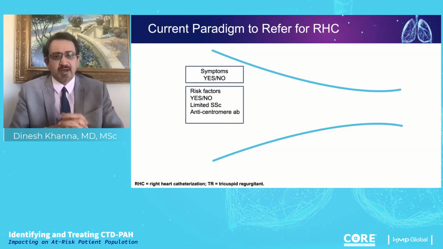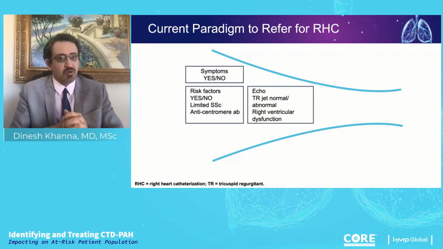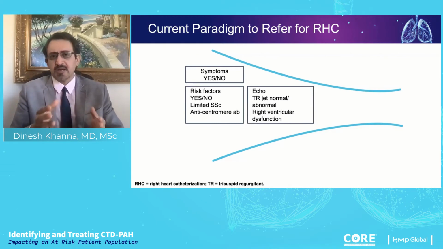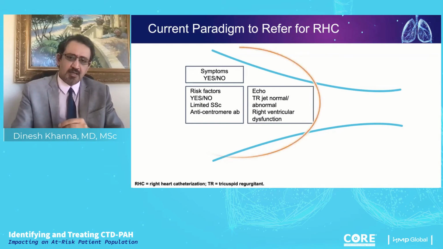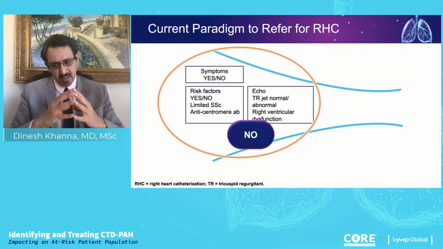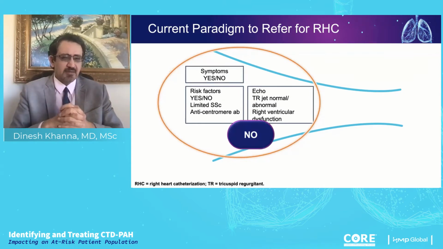We look at risk factors. Do they have limited cutaneous scleroderma? Do they have anti-centromere antibody? And then we do an echocardiogram. And most of the rheumatologists look at the conclusion. What is the TR jet? What is the estimated right ventricular pressure, whether they have right ventricular dysfunction? And then we have a gestalt. We make an overall gestalt of whether we feel that the patient needs to be referred for right heart catheterization.